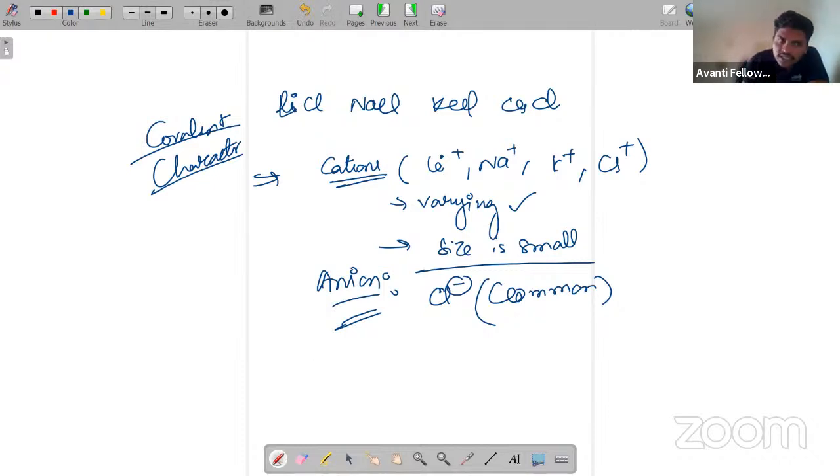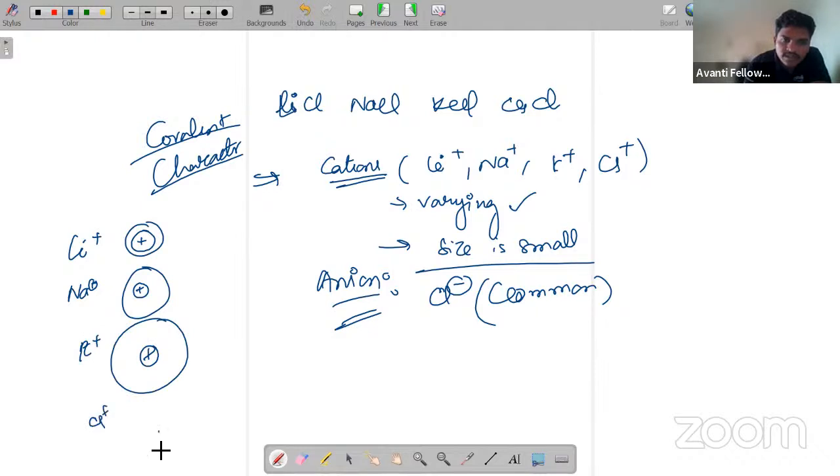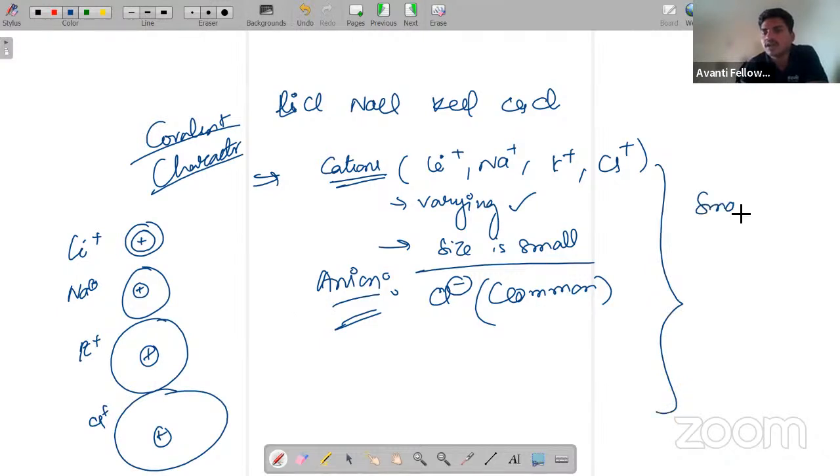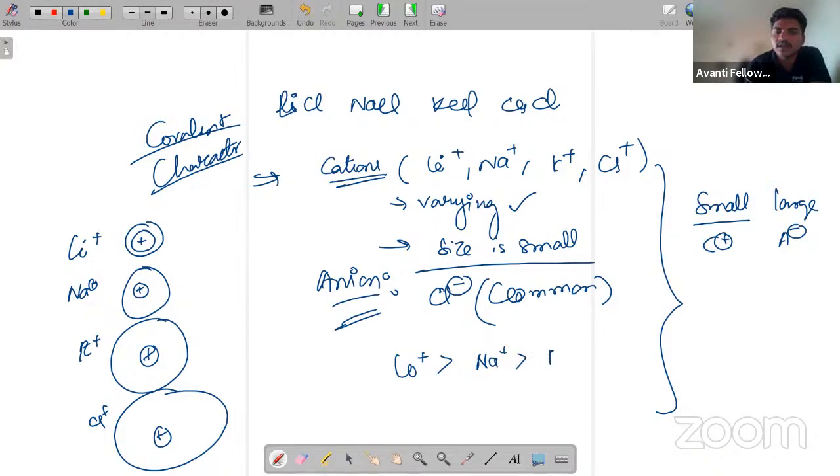Now Li plus is smaller in size, next Na plus is bigger in size compared to it, next K plus is much bigger, and Cs plus is the biggest. I told you the most important point: the cation size should be small and the anion size should be large. Comparatively, Li plus is smallest, then Na plus, then K plus, then Cs plus. This is the order of size.